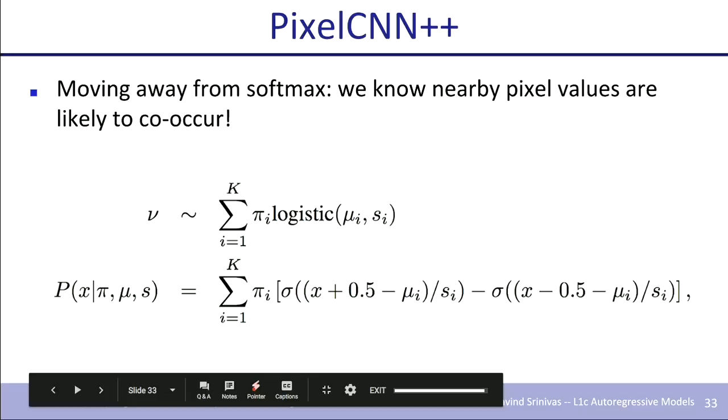So instead of treating all the pixel values as a bunch of discrete beans, what I can do is say that nearby beans should co-occur more often. But how do we do it? This is a trick introduced in a paper called PixelCNN++, and it's actually used in a lot of other places now, including some of the audio generation pipeline in Google. And the core idea is the following.